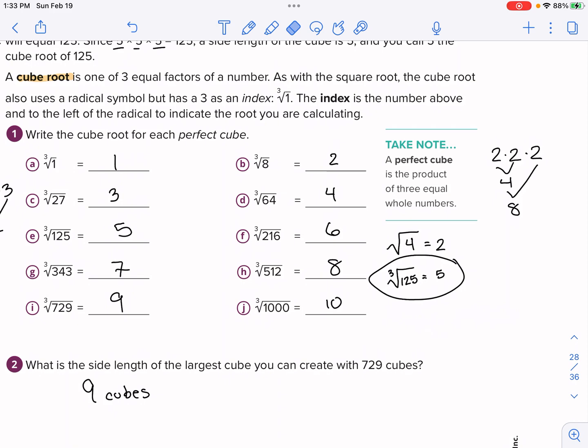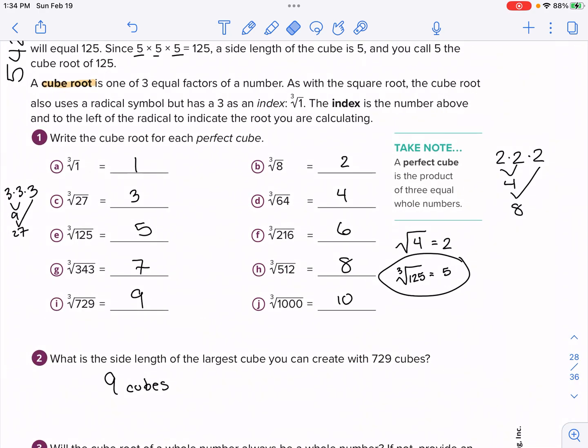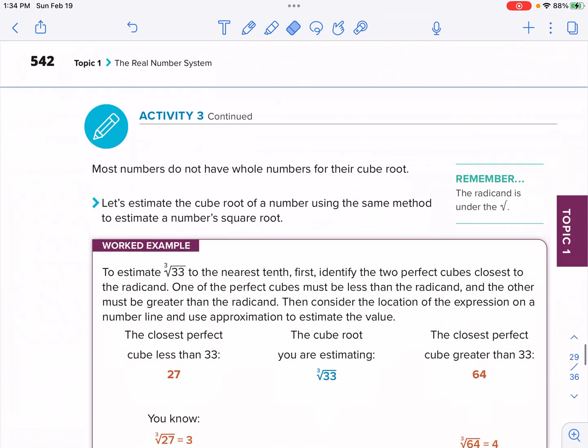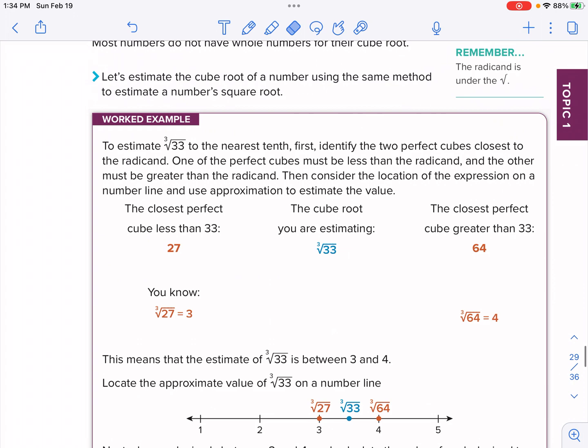So we're going to go through the next page, just like we did for perfect squares, where we at least can estimate. It says most numbers do not have whole numbers for their cube root. We're going to estimate those. So our example here, I'll highlight this: what is the cube root of 33?